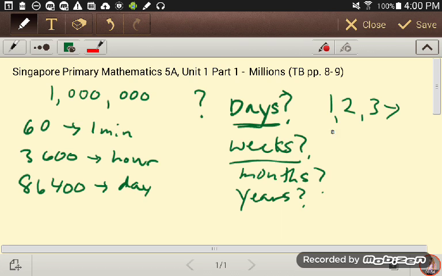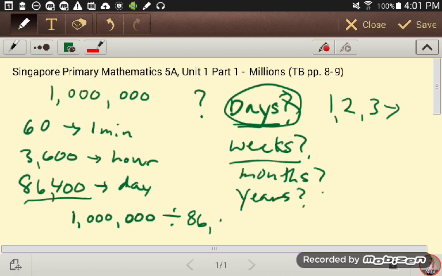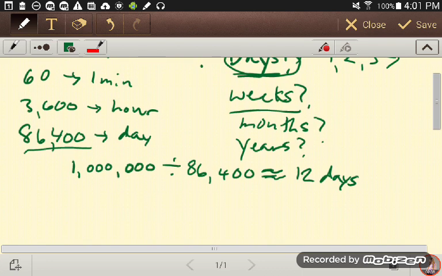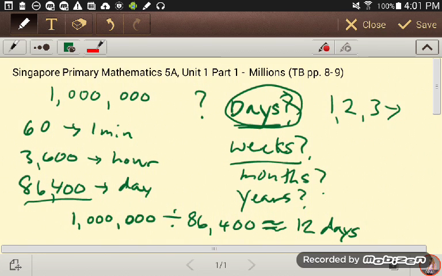So how many days would it take to count to a million? Well, let's divide 1 million by, let's give us some commas there, 86,400. Well, it would take us about 12 days. That's a long time, isn't it, to count to a million? Well, 1 million is a big number.